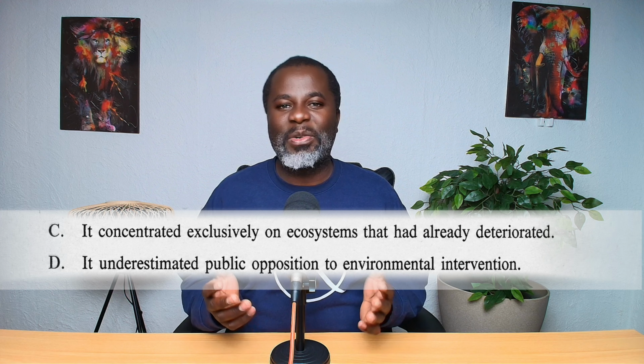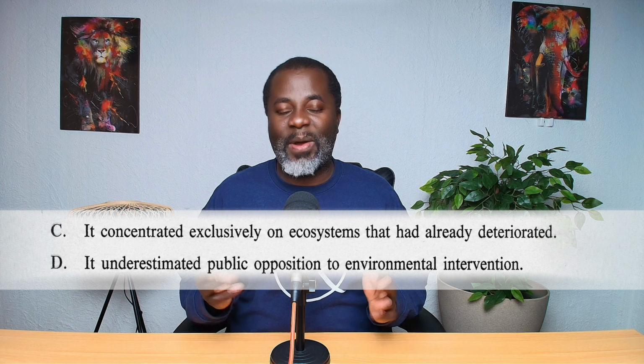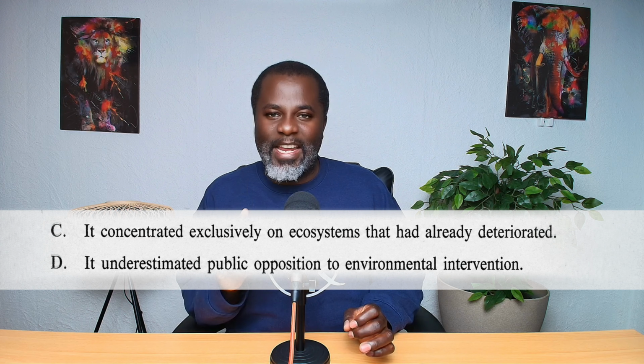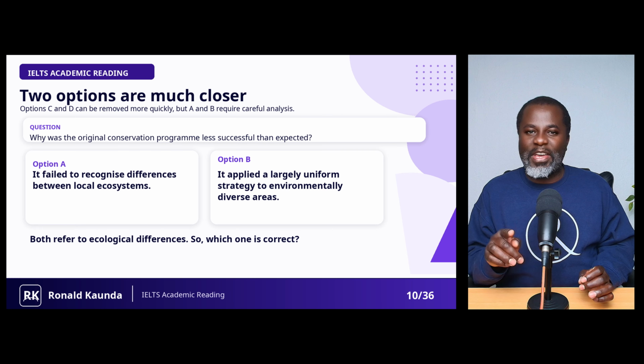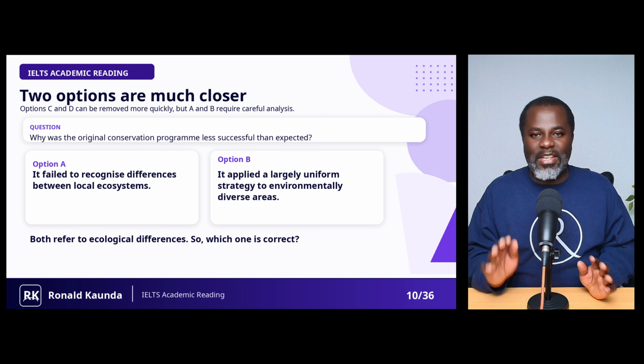You may be able to remove options C and D quite quickly. However, options A and B are much closer. Let us place them side by side. Option A. It failed to recognize differences between local ecosystems. Option B. It applied a largely uniform strategy to environmentally diverse areas.